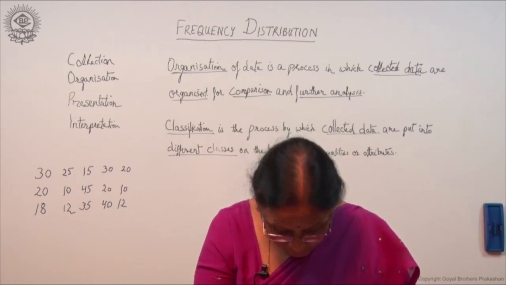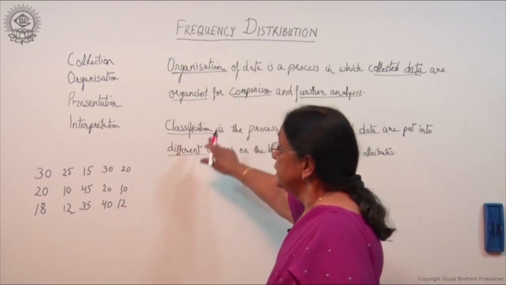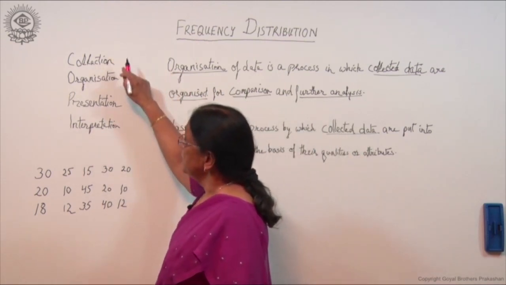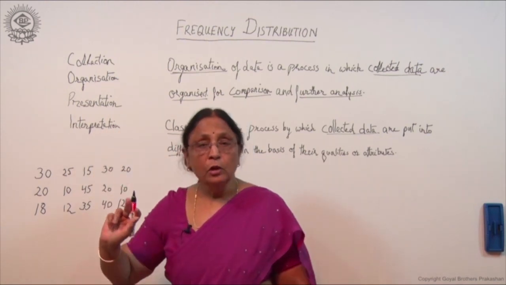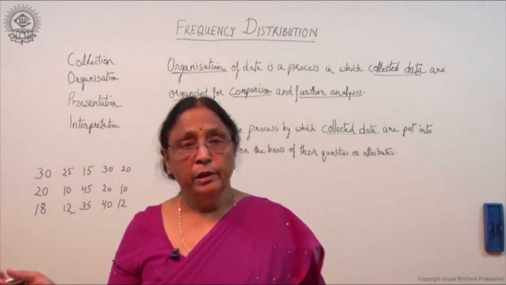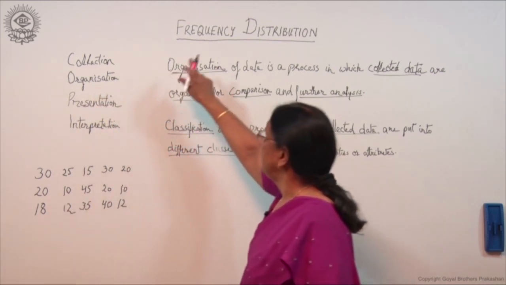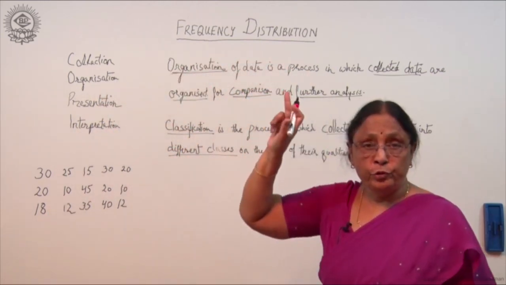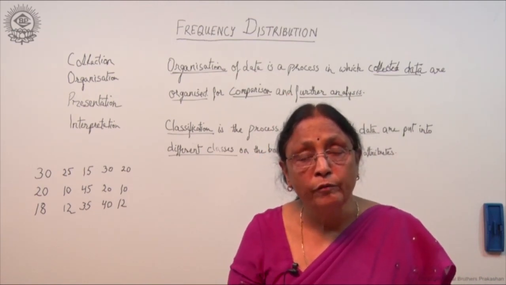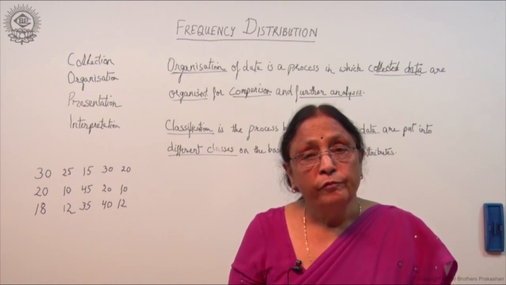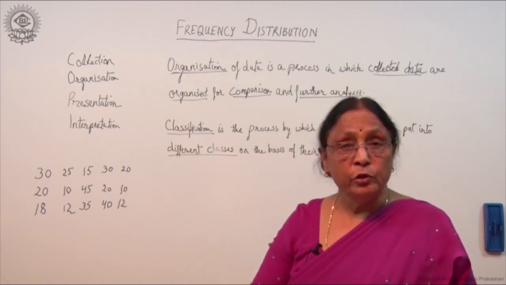Now after classification, I think this part is clear to you. First is collection, then organization. Presentation and interpretation we are not taking up now, because you will be doing that in later chapters. We are concerned here mainly with organization of data and frequency distribution, because organization of data is done with the help of a table or frequency distribution. So presentation and interpretation we will do later.